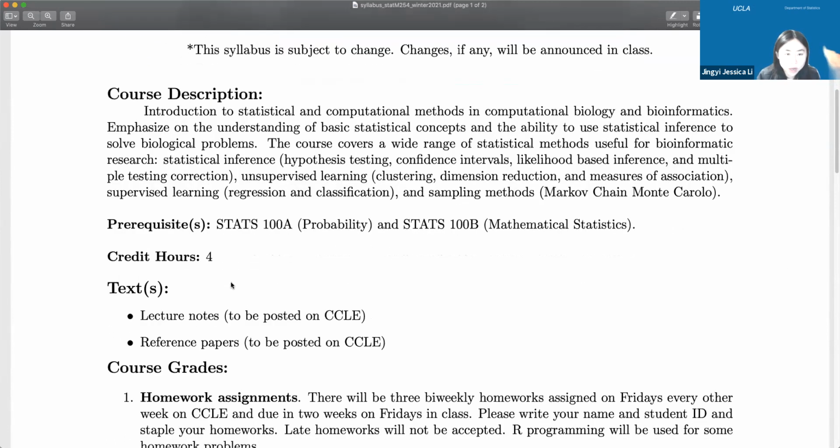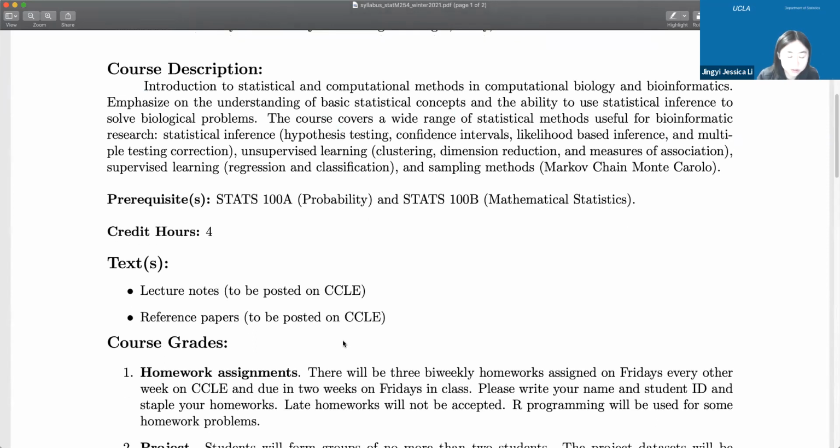We don't have a textbook. I'm currently writing a textbook based on my teaching experience for this course, but it's not ready yet. So I will post my lecture notes on CCLE, and I will also post reference papers on CCLE for further reading. Those are optional materials for those of you who are interested in knowing more.